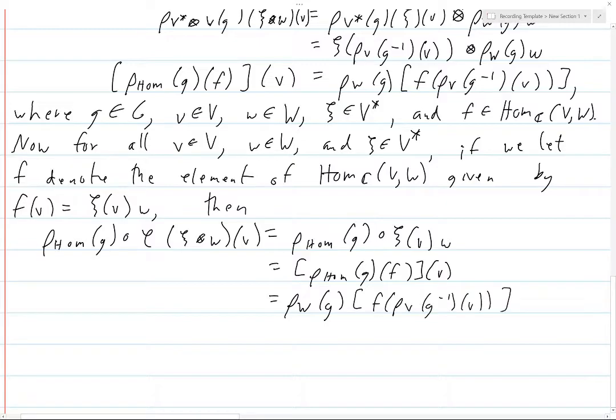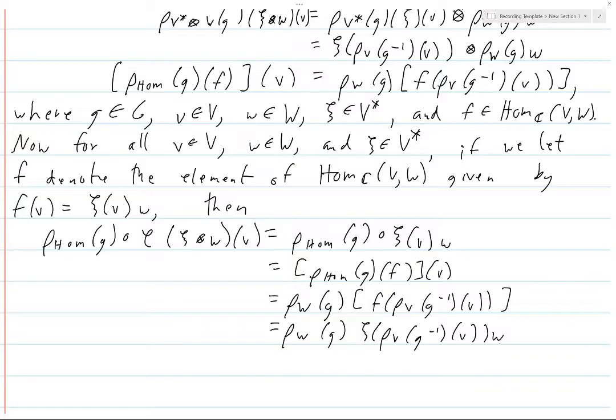Okay, well, now what can we do here? This is just rho W of G of, and then this stuff on the inside, again, we can write as xi of rho V of G inverse V times W, because that's what F is. So we only introduced F to get from the first step here to the fourth step really easily. So maybe if you can understand what's going on there better, you can skip those steps, but I like seeing all the details.